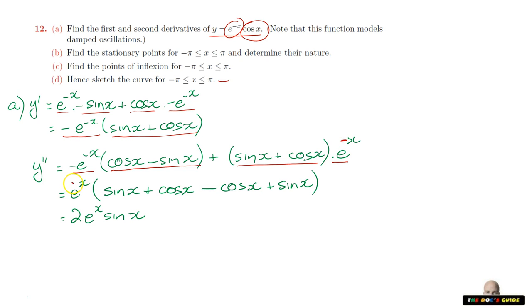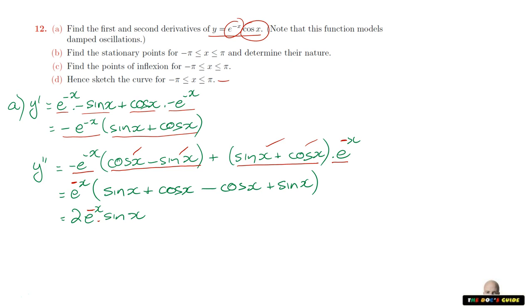So take e to the minus x out as a common factor, and we'll have sine x plus cos x, this one and this one, minus cos x plus sine x. And you can see the cos x's go, so again, lost that minus, 2e to the minus x times sine x. So there's our first and second differentials.